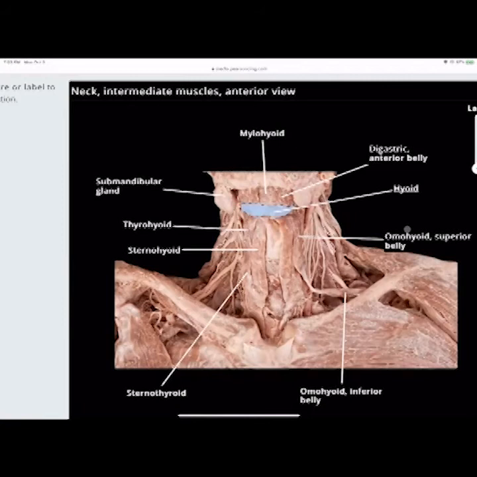The omohyoid, superior belly. Omohyoid, inferior belly. You can see it right here. This is the superior belly of it. And then it bends around and constricts right here. And this is your inferior belly of the omohyoid muscle.